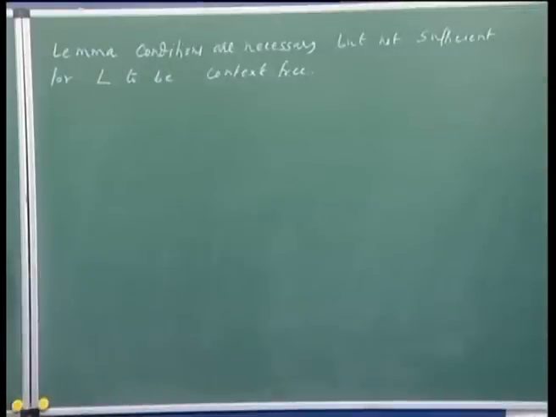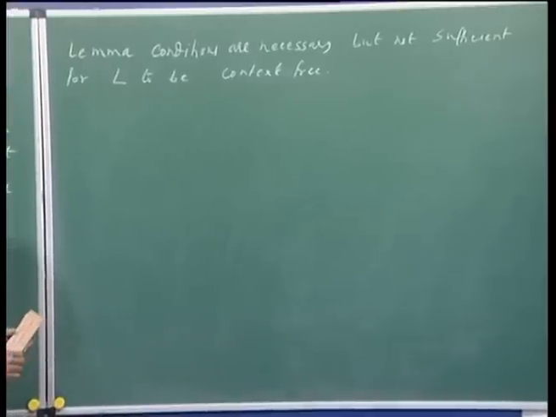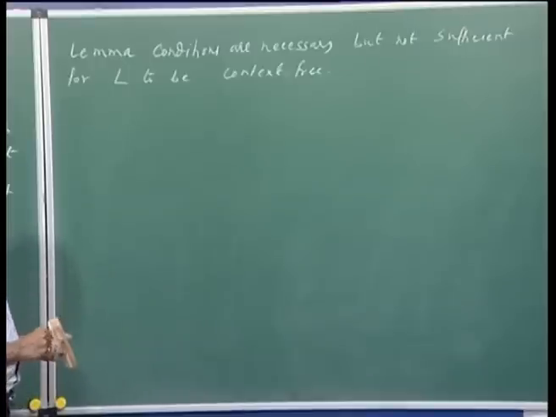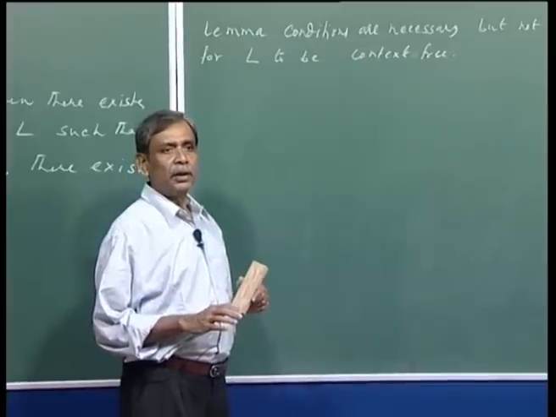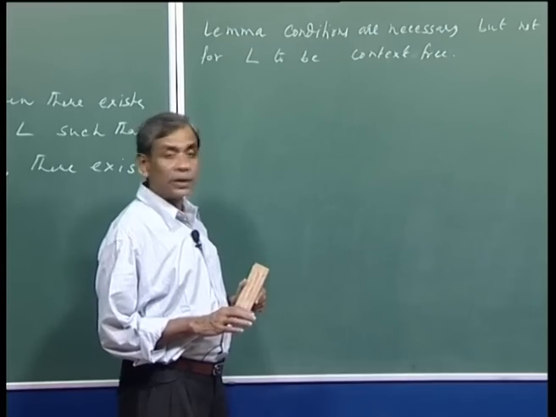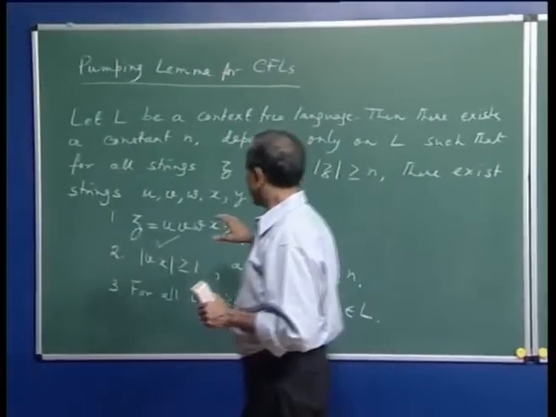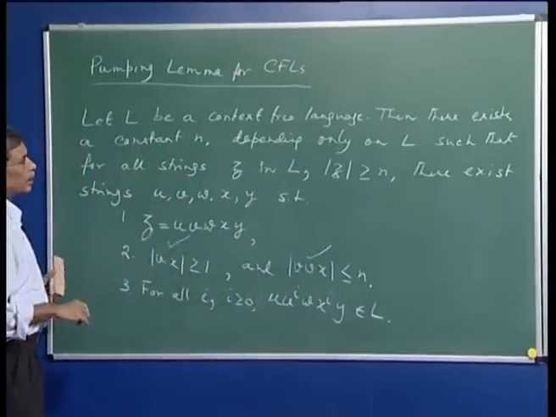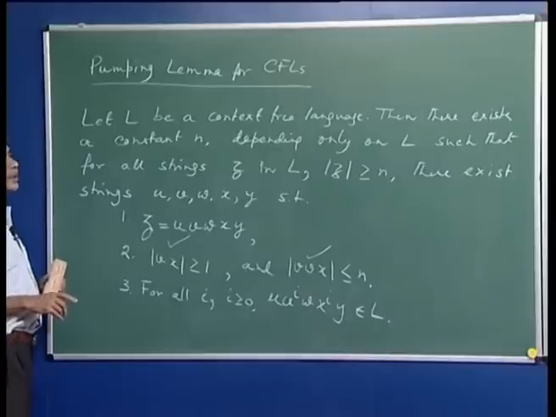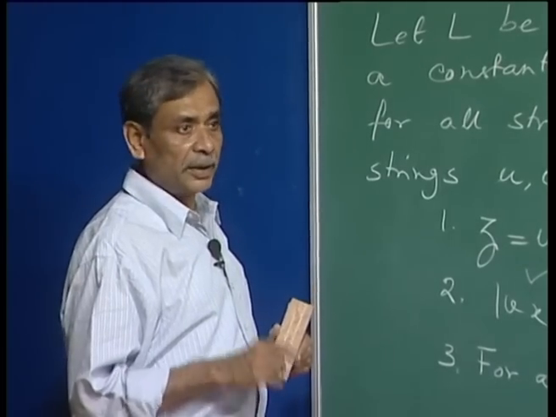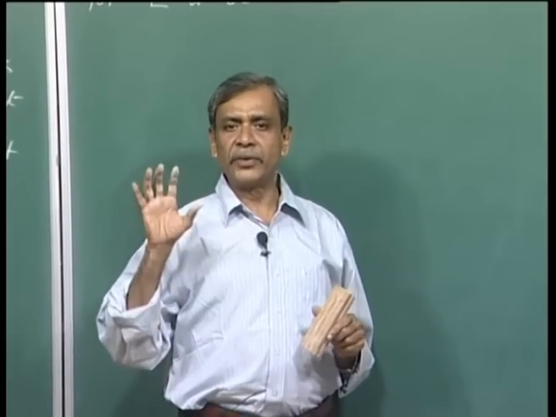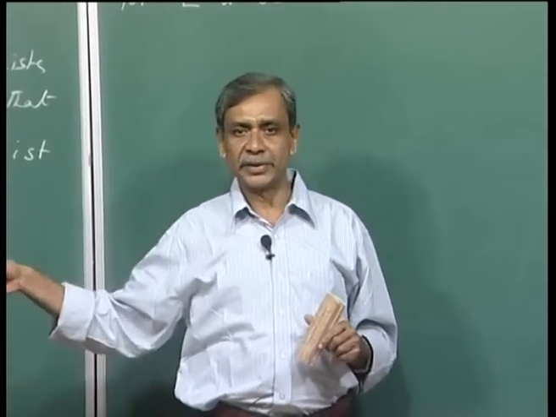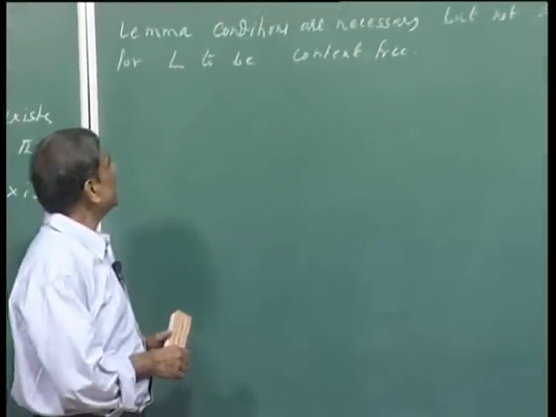See, this is something we must appreciate, and this kind of thing was there for our pumping lemma for regular languages as well. What we are saying is that these lemma conditions are necessary but not sufficient to prove a language to be context free. In other words, suppose you find a language L which satisfies all these, from there you cannot conclude that the language is context free. In other words, it is possible that some non-context free languages also satisfy all these conditions. That is what we mean when we say that these conditions are necessary.